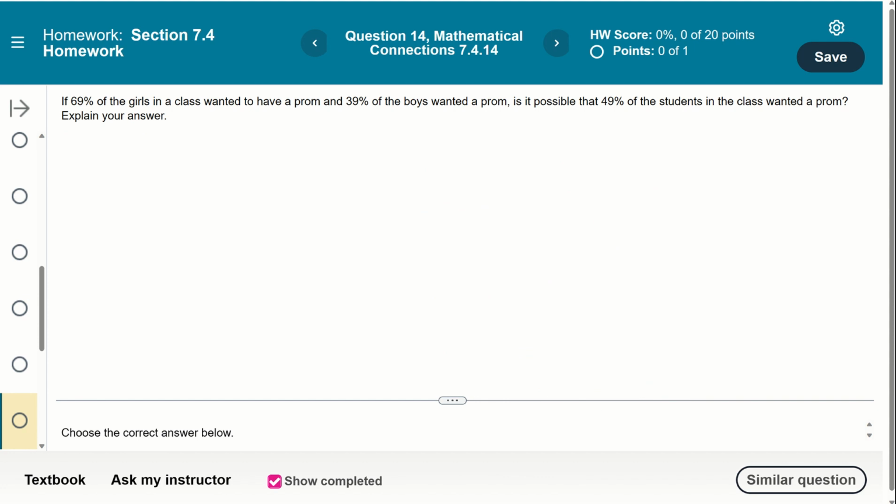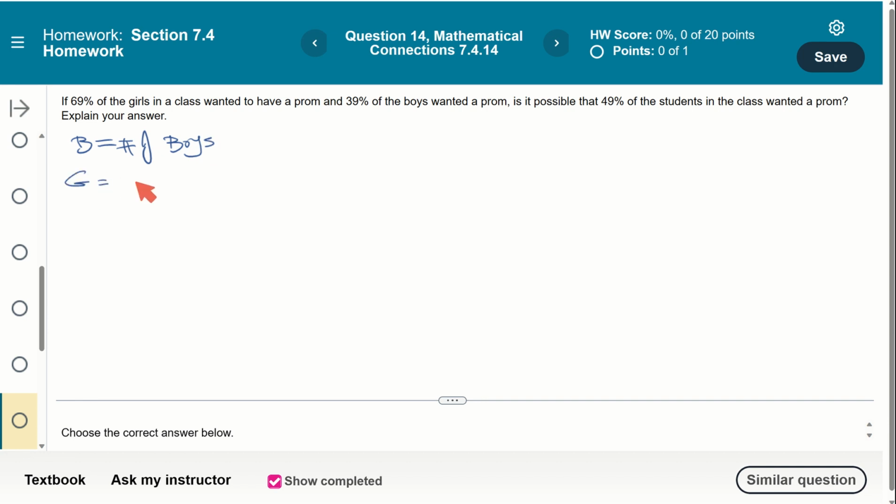All right, here's an interesting problem that could maybe look a little scary at first, but once you just write it down as an equation, it becomes really simple. If 69% of the girls in a class wanted to have a prom and 39% of the boys wanted to have a prom, is it possible that 49% of all the students in the class wanted a prom? So here's what we're going to do. Let's go ahead and give these some names. Let's let B be the number of boys.